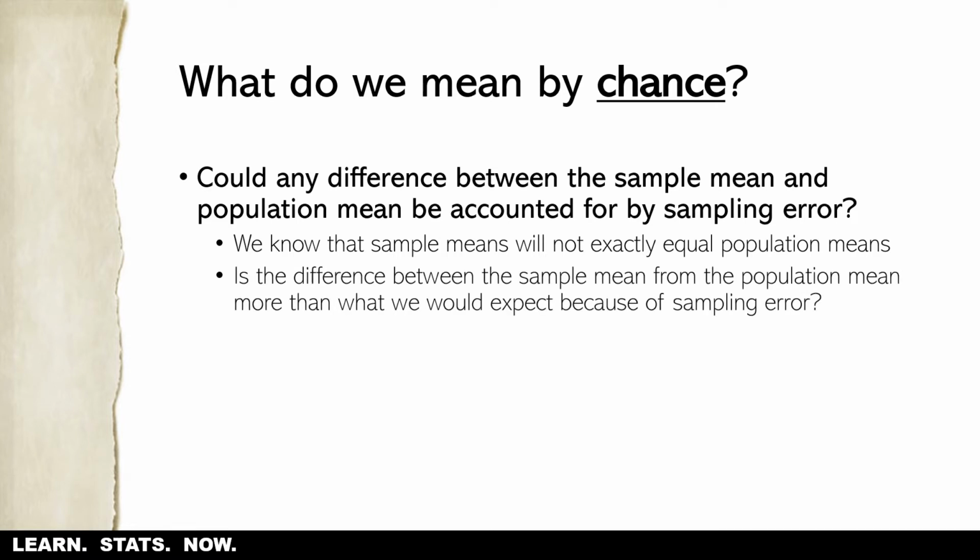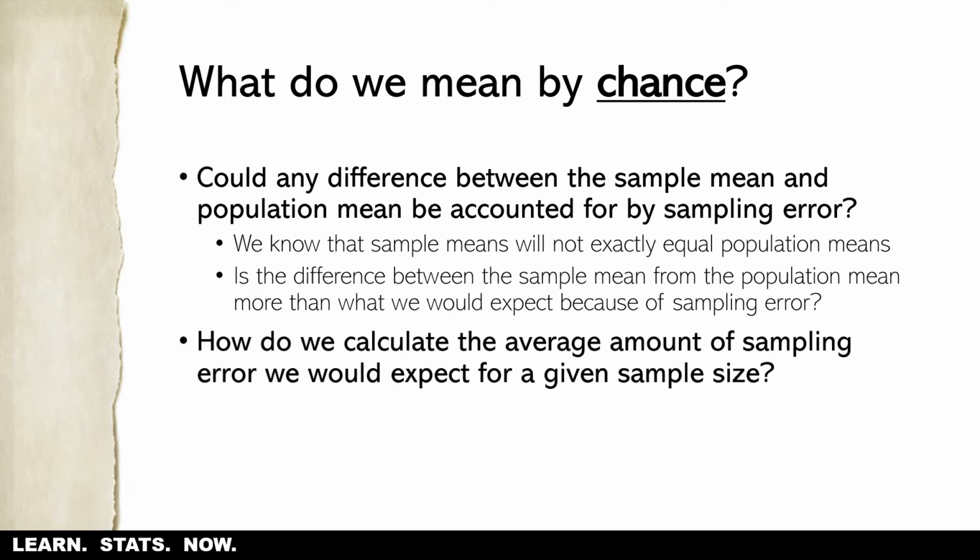So is the difference between the sample mean and the population mean more than what we would expect because of sampling error? Then, of course, the question is: how do we calculate the average amount of sampling error we would expect for a given sample size? Well, here's the good news. You already know how to do that, right? Because that is the standard error of the mean.